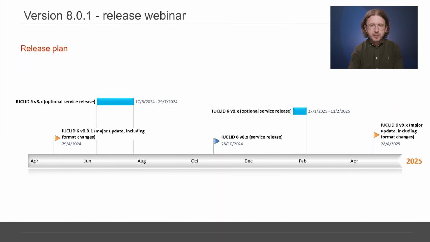And let's concentrate first on the release plan that you can see here on this slide, where we display the time during the year when we release new versions of Euclid. So the last one was at the end of April, version 8, and this is a major update, including format changes. And there is another service release planned at the end of October, as you can see on this picture. And at the beginning of next year, in 2025, we'll have yet another format changes release with the Euclid 6 version 9.